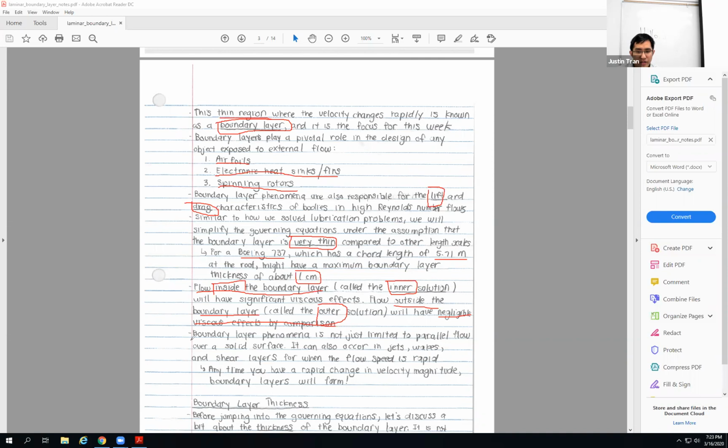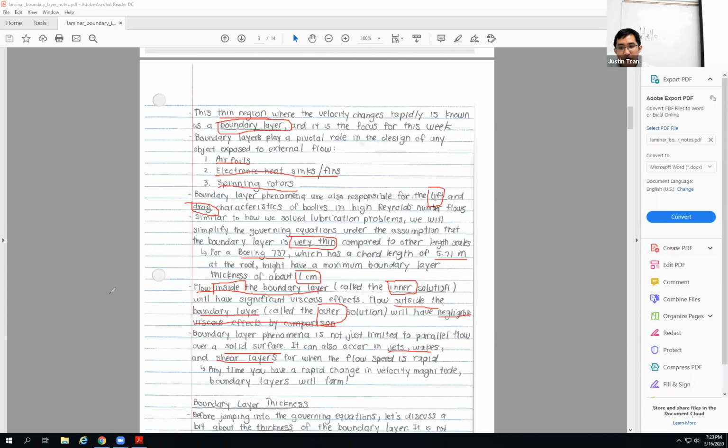And then just an important note. We're going to be specifically talking about boundary layers that form over solid surfaces, but you're going to apply a lot of the same methodology to flows in other situations. So if you think about a jet, a wake, or shear layers.